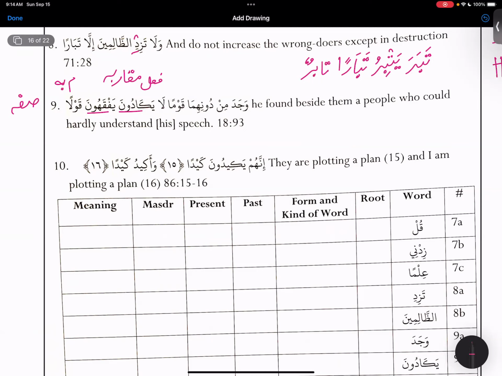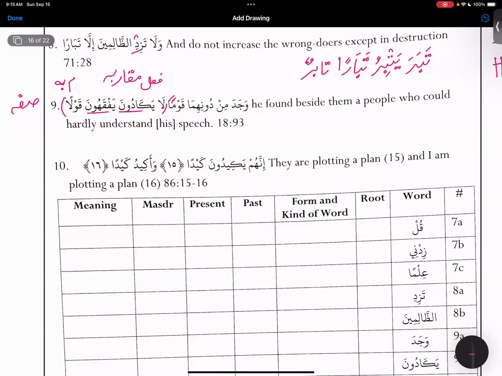Yeah. So wajada, what kind of fail is wajada? Misal wawi. Yeah. So fi'lun madin fa'iluhu huwa, and this is misal. Wajada min dunihima. So he found, beside them, qawman, a nation, la yakaduna yafqahuna qawla. So what kind of qawm now? Since this is qawman, right? Yes, so it is describing. Yes, sifa. That's the sifa of qawman. So it is describing the description of this qawm, that la yakaduna, they do not understand anything, even a qawl from other languages basically, right? So they have their own language, they were not exposed to any other language.